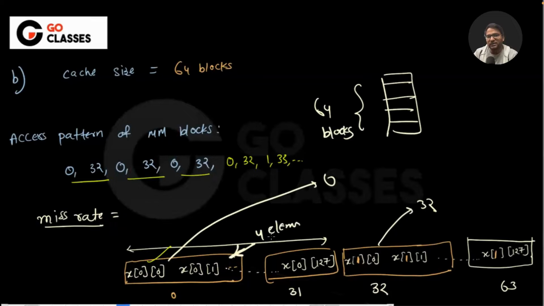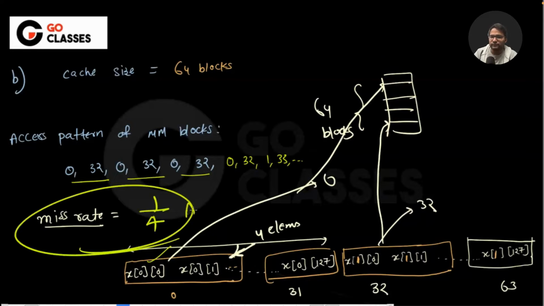Then if you're accessing this one, it will get stored in 0. This one will get stored in 32. Then for the next 3, it will be a hit only, right? For the next 3, it will be a hit. So what is the miss rate then? Out of 4, you are basically saying that you are missing only on 1, right? So that's why it is 1/4, right? This is 1/4. Okay. For part B. Let's just see part C.